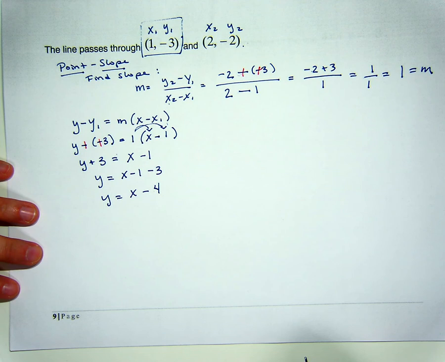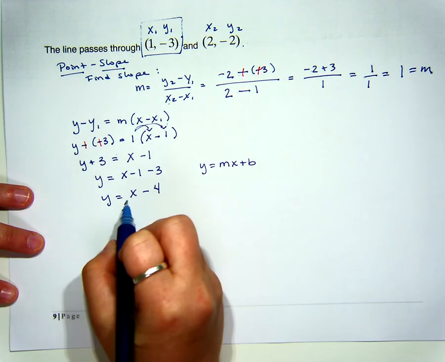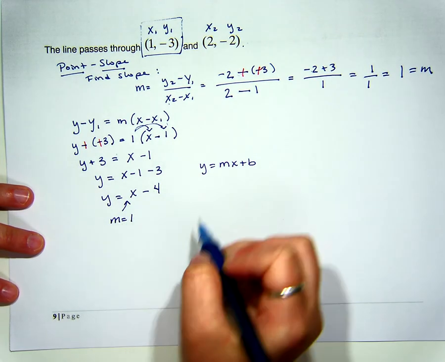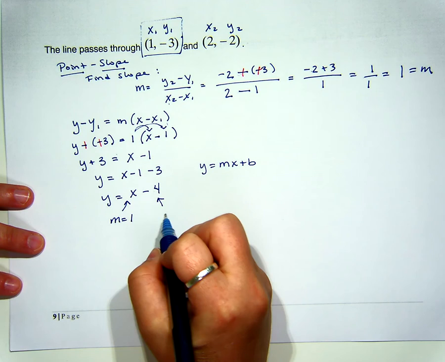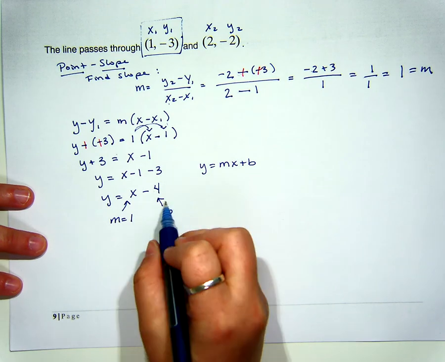Well, this is in y equals mx plus b. Again, the m is the number next to the x, and in this case, my m is 1. The b is the number by itself, so in this case, my b is negative 4. Ordered pair, 0, negative 4.